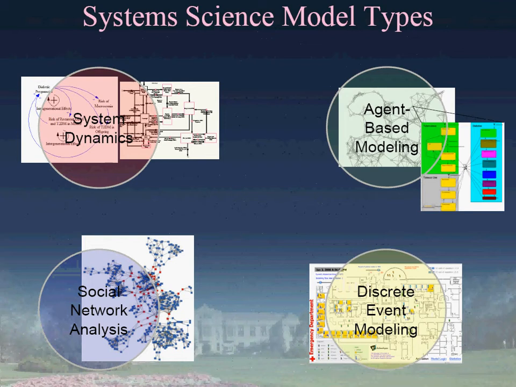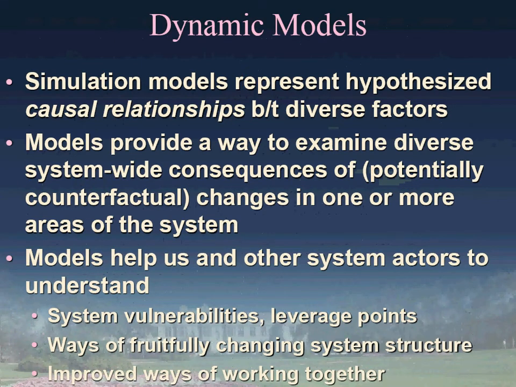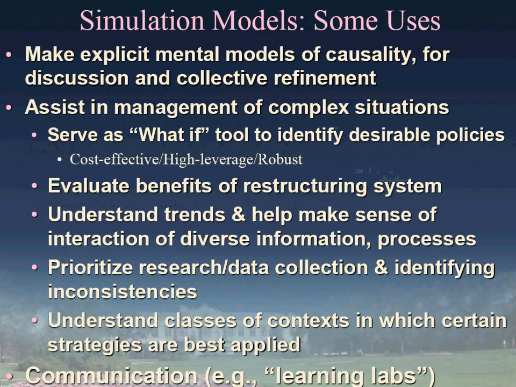I'm not going to have time to do an interactive example here, but we've talked about dynamic models as representing hypothesized causal relationships. Here are some of the types of uses people have suggested. Again, just a subset of dozens. But one thing you often find people gravitating to these for is what-if tools to identify policies that are cost-effective, that are high leverage, that are robust given uncertainties about things outside of our control. To evaluate the benefits of restructuring a system, like we're doing up north of the border. To understand trends and make sense of interactions of diverse information. Why are we seeing this trend? Is it a good thing or a bad thing?